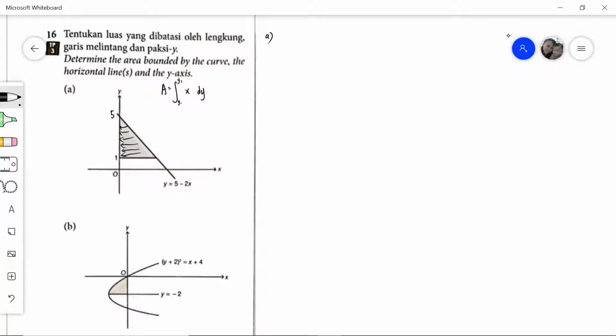Okay, because y equals to mx plus c, and then we have to make x the subject, so 2x equals to 5 minus y, x will equal to 5 minus y divided by 2. So we shall integrate from 1 to 5 of our x towards the y-axis. So 5 over 2 minus y over 2. So let's integrate this part.